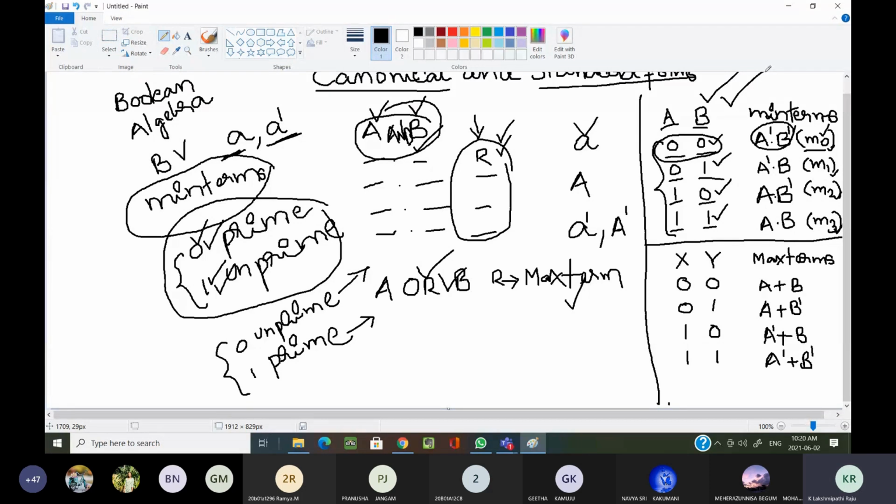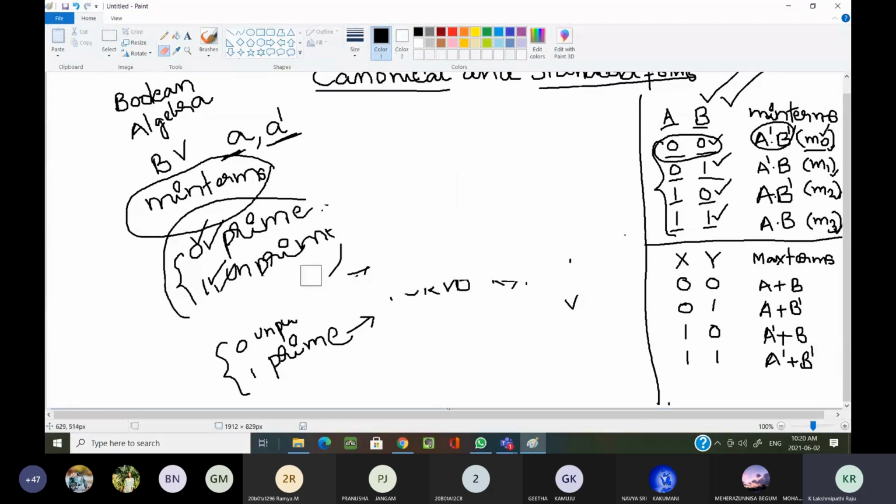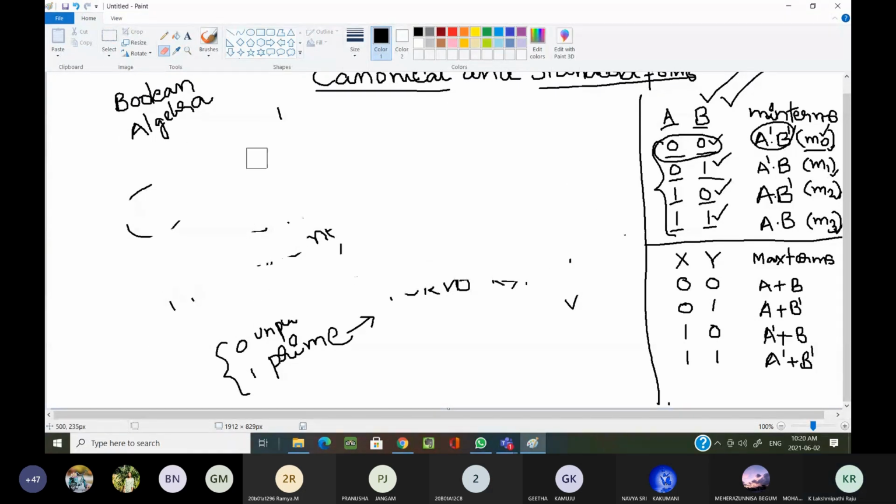Okay, please consider three variables. Am I clear, everyone? Do it now. Please consider three variables and tell me the minterms. Please write down the minterms table that I have shown. Here is a two variable table. In your notebook, you have to write down your own table by considering three variables.